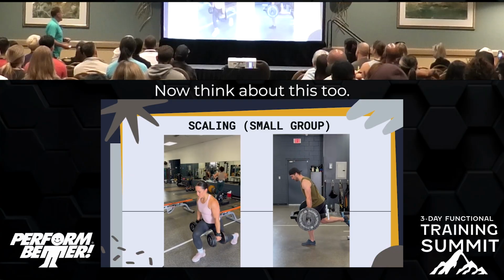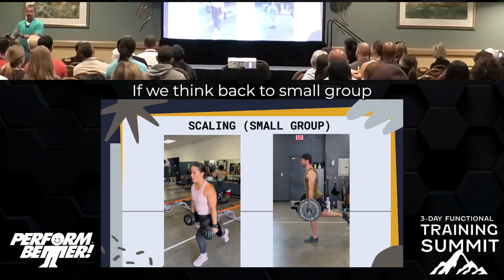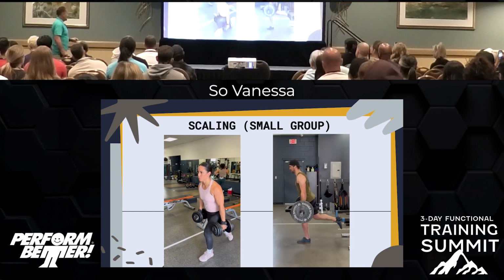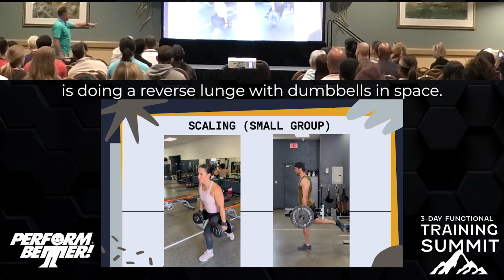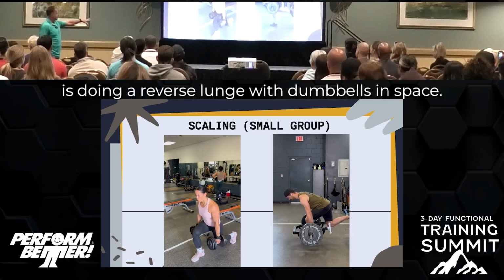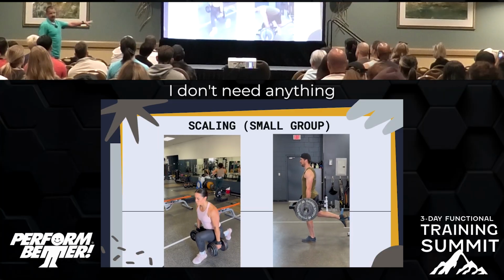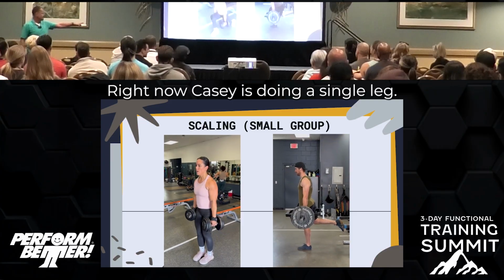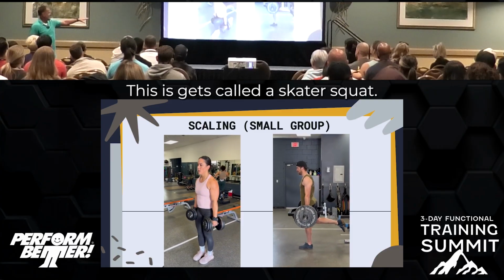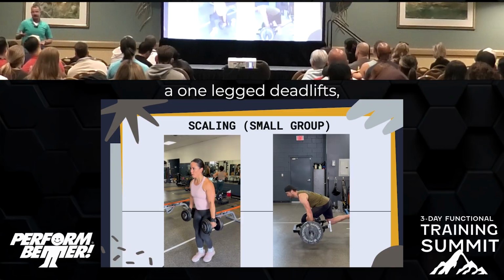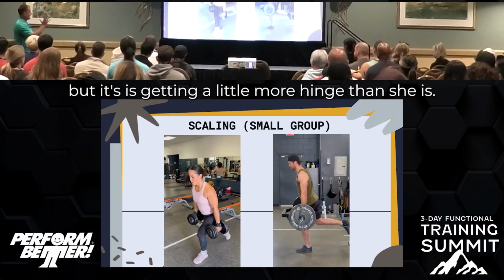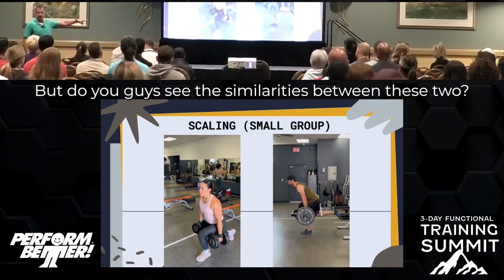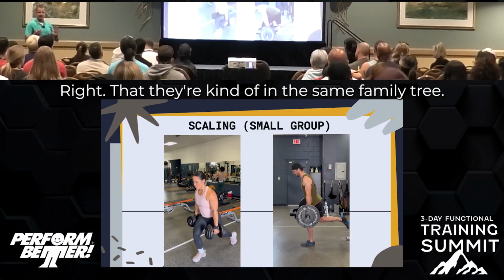All right, now think about this too. If we think back to small group, we're going to use this term scaling. Vanessa's doing a reverse lunge with dumbbells in space. I don't need anything other than the dumbbells for that space, right? Now Casey is doing a single leg, sometimes called a skater squat. I call it a one-legged deadlift, but he's getting a little more hingy than she is. Do you guys see the similarities between these two? They're kind of in the same family tree.